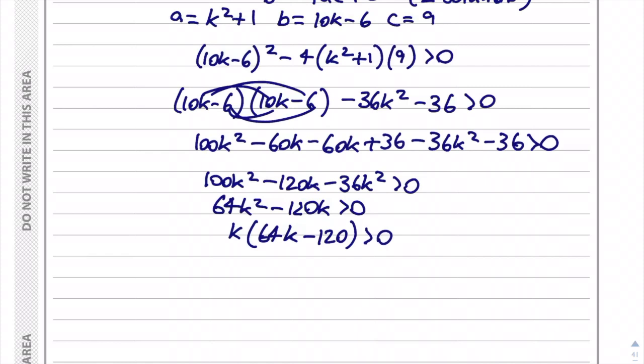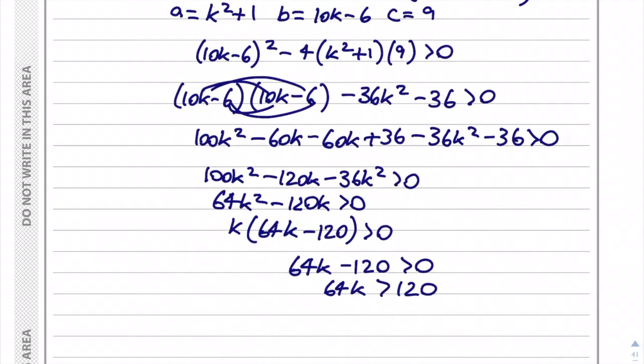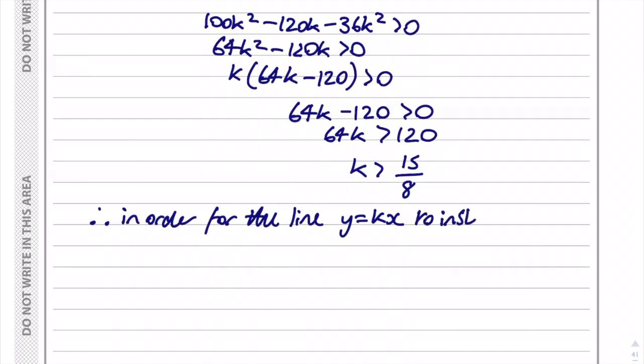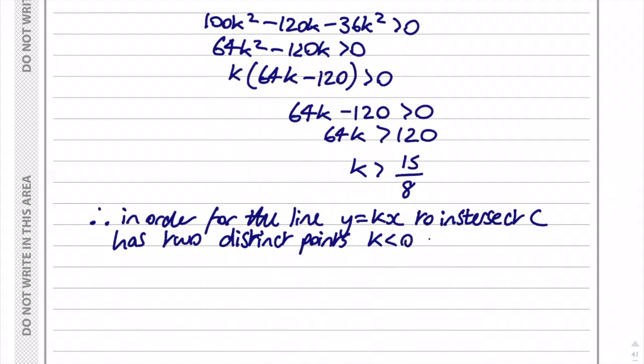I've shown that on the graph. But if we show that 64k minus 120 is greater than 0, then we're going to get 64k is greater than 120. And then I can divide both sides of the equation by 64, so I get k is greater than 15 over 8. So we can say, therefore, in order for the line y equals kx to intersect C at two distinct points, k needs to be less than 0 and k needs to be greater than 15 over 8.